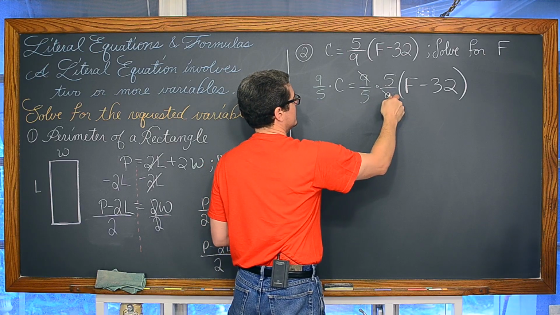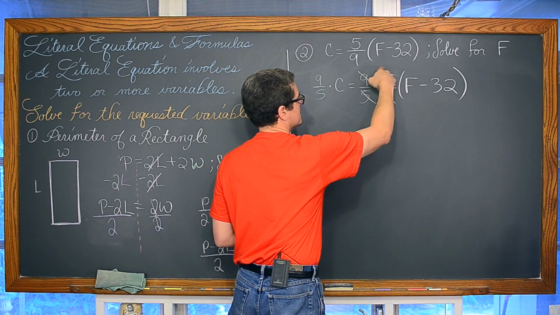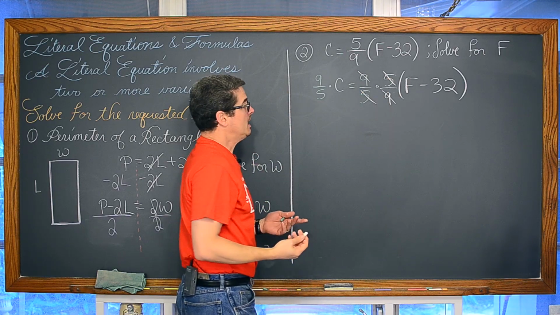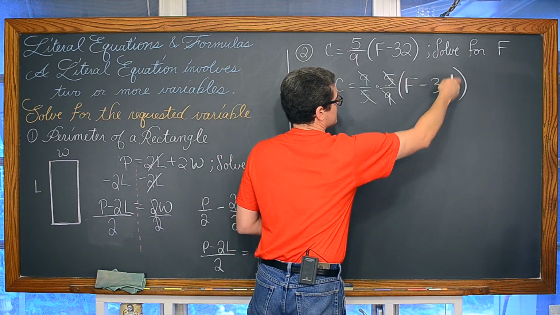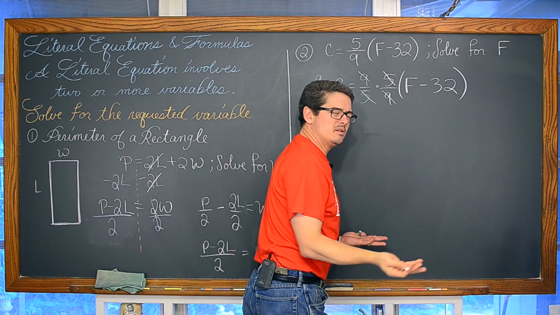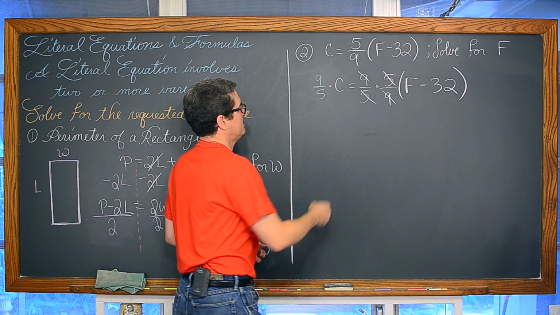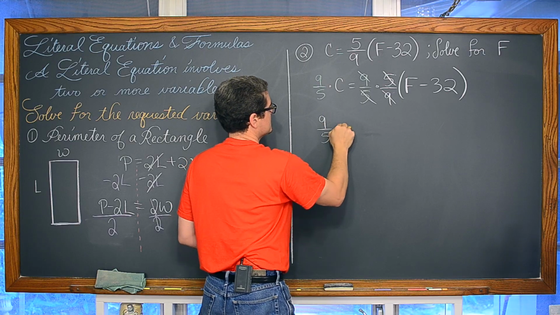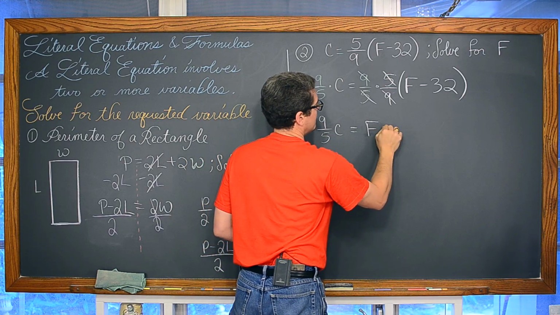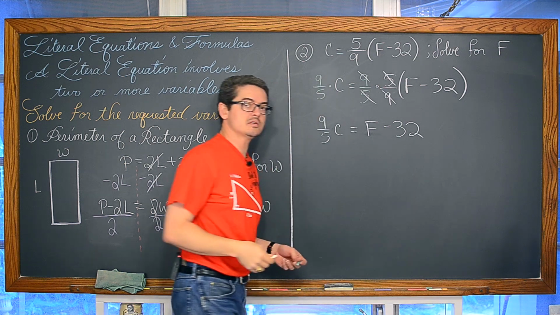So 9 divided by 9 is 1. Those 5s are going to cancel out, and so this is all going to cancel out to be 1. And if I just have a coefficient of 1 in front of these parentheses, then I would distribute the 1, but then nothing would really change. 1's the identity for multiplication. So we have 9/5 C is equal to F minus 32. We don't need the parentheses anymore.